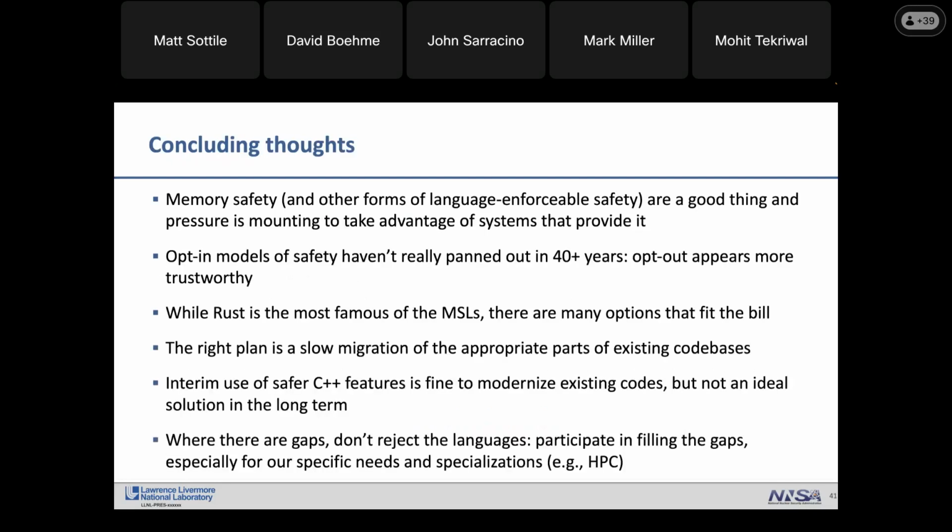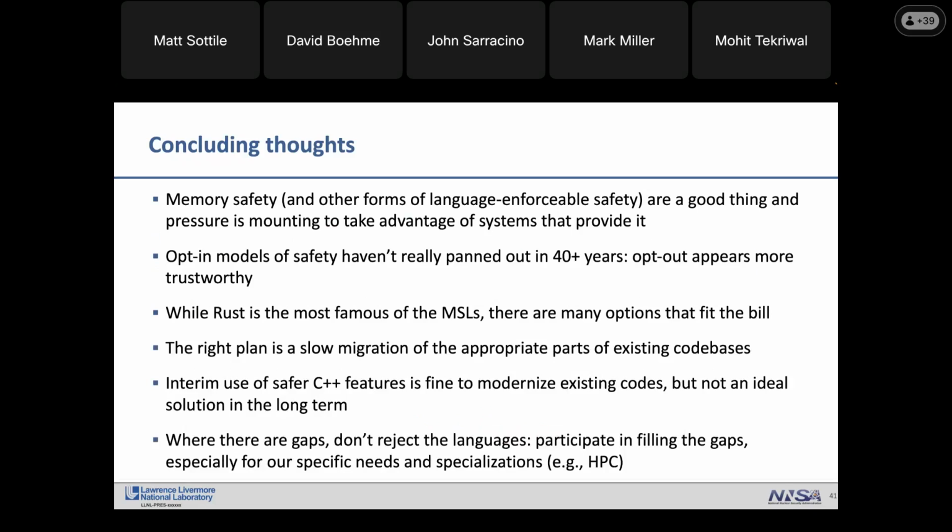So the last slide before people can chat a little bit. Memory safety, I think it's a good thing. And even beyond memory safety, any form of language enforceable safety should be considered a good thing. And there's pressure mounting to take advantage of it. So we might as well.